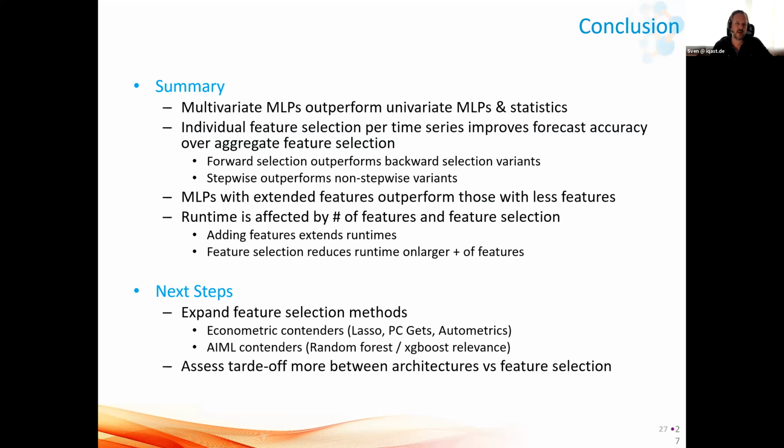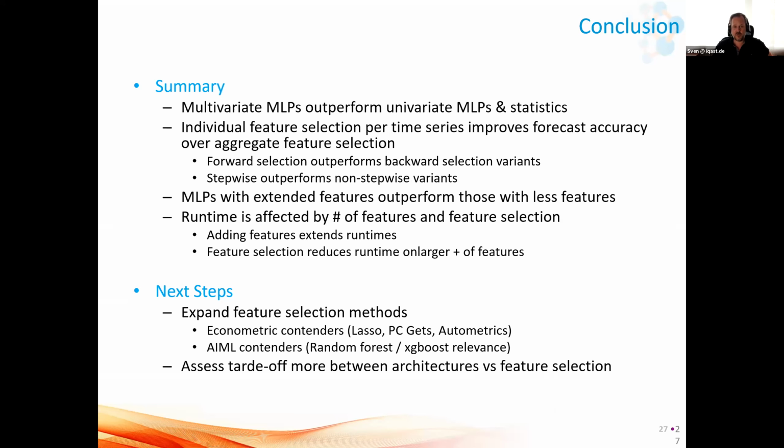And that brings me to a summary. Multivariate MLPs outperform univariate statistics. I think that's a given by now, though some people still doubt this. Individual feature selection improves forecast accuracy over aggregate feature selection. Forward selection normally outperforms backward. There are many others to be investigated, and stepwise normally outperforms non-stepwise approaches. And MLPs with extended features outperform those with fewer features, but they definitely require feature selection. And the runtime is, of course, affected.